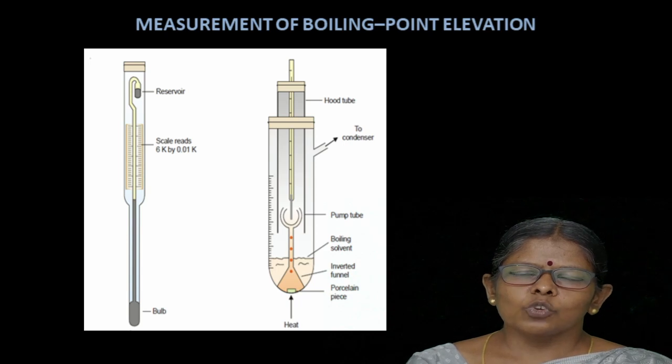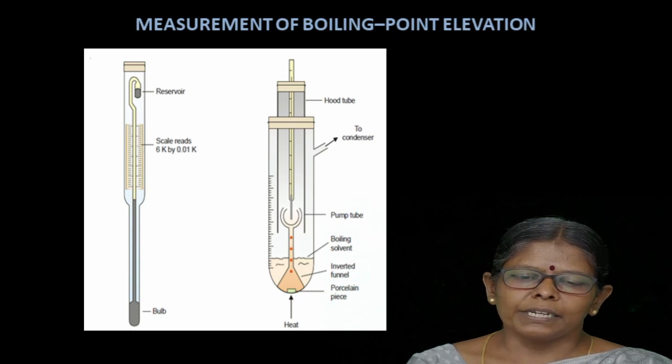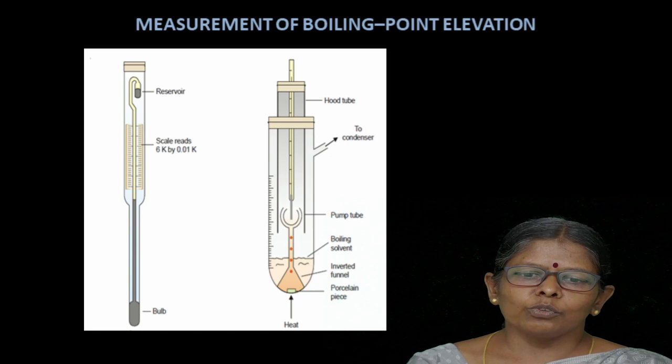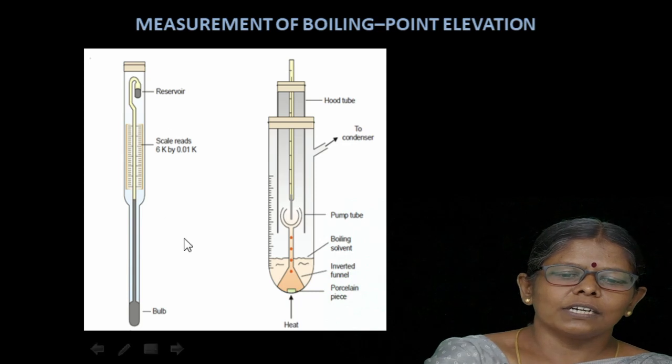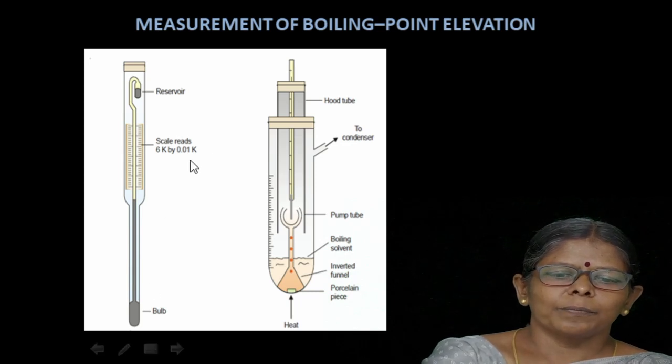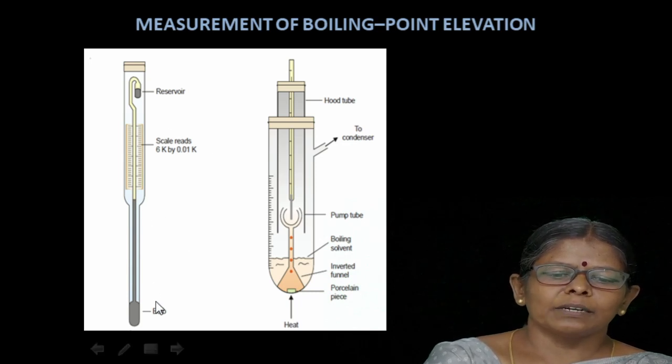There are many methods to determine the boiling point elevation. One such important method was devised by Dr. Cottrell, a famous scientist. He made use of the Beckmann thermometer. Before getting into Cottrell's method, we can look at some of the features of the Beckmann thermometer. This figure represents the pictorial view of the Beckmann thermometer.